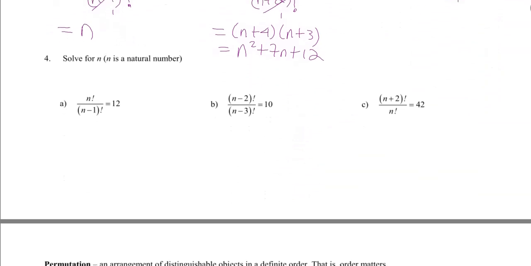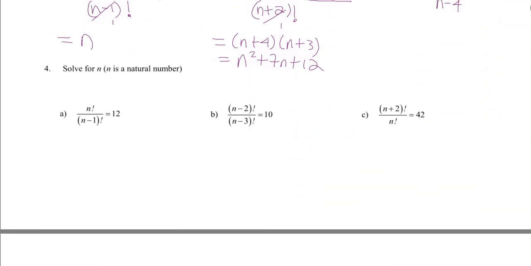Solve for n where n is a natural number. Okay, so let's take the left side of this and do what we did up above, really directly above. Say n times n minus 1. Wait, that's equal to the denominator. Cross those off. Solve. We just get, oh, well, then n is equal to 12.